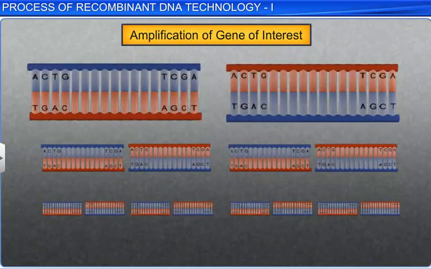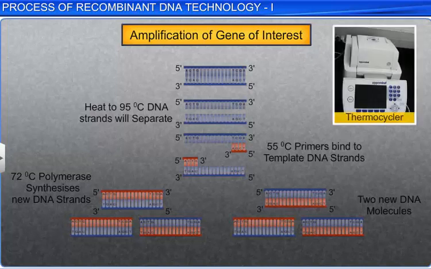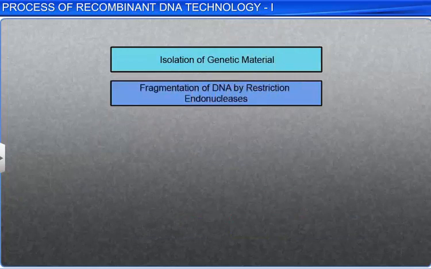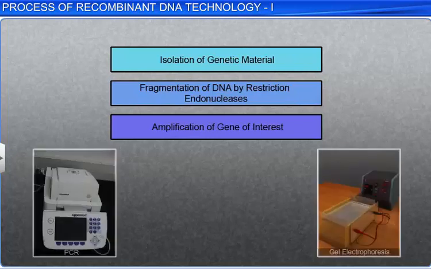The PCR is an automated technique which can be completed in just a few hours. It is executed by a machine called a thermocycler, which is programmed to alter the temperature of the reaction every few minutes to allow DNA denaturing and synthesis. These first 3 steps, isolation of DNA, fragmentation by restriction endonuclease, and amplification of gene of interest, are important steps in recombinant DNA technology that are carried out using specific techniques.